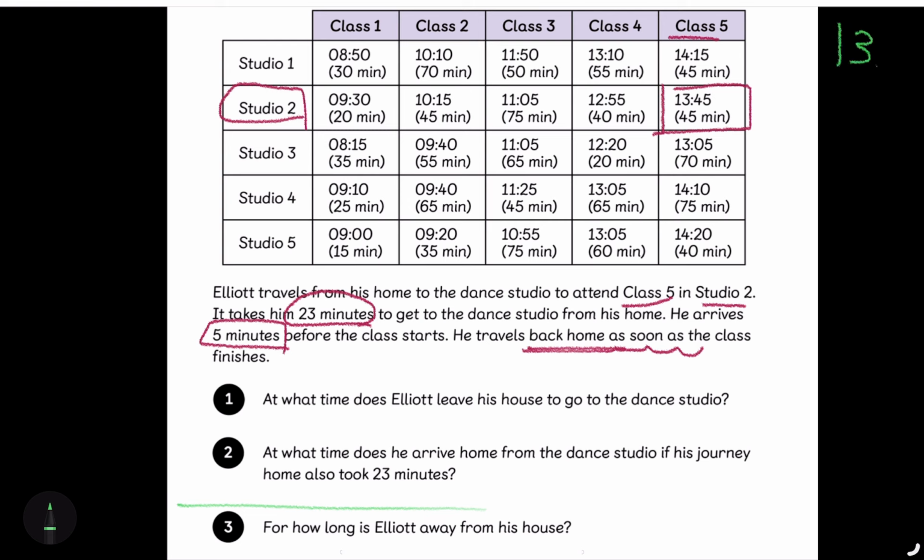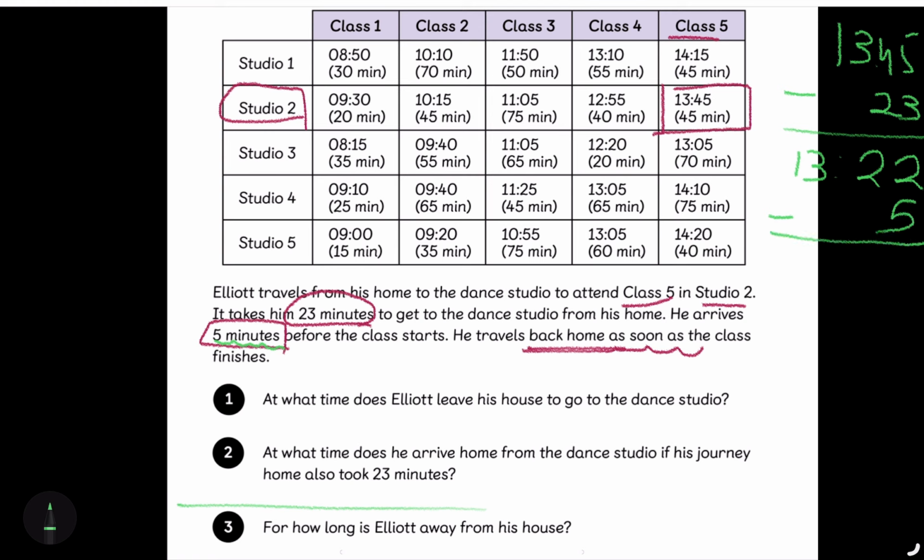13:45. Okay, in this 13:45, he's leaving 23 minutes before. So let's minus: 5 minus 3 is 2, 4 minus 2 is 2, and my 13 will be the way it is, right? Next, it is stating that he is coming to the class 5 minutes before. Let's minus this 5 minutes as well to know what time he comes to the class.